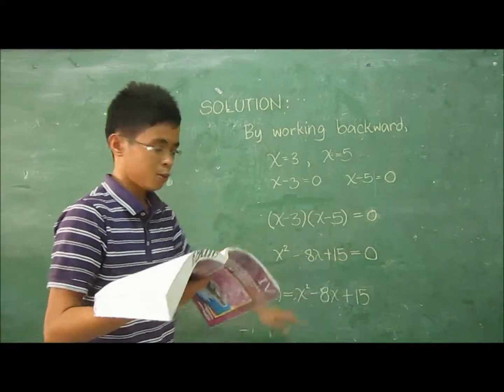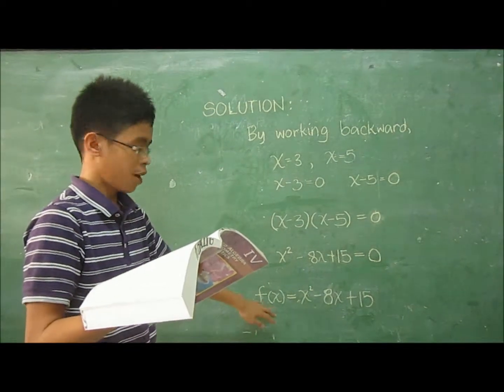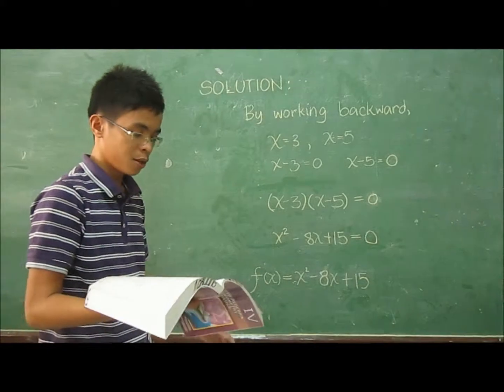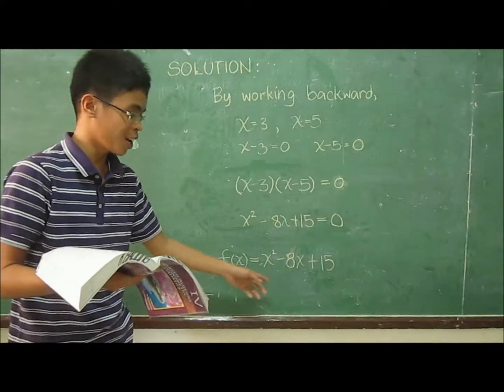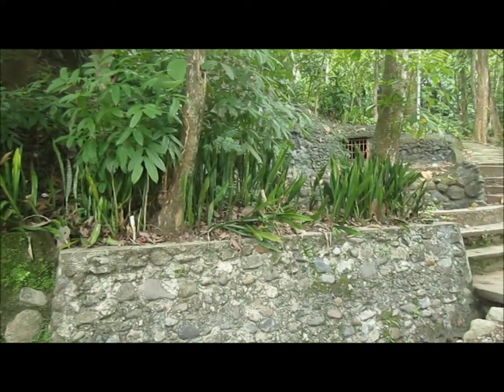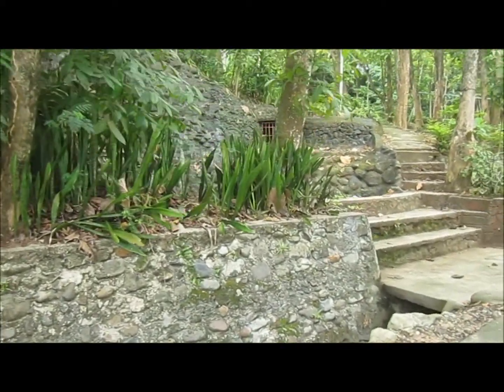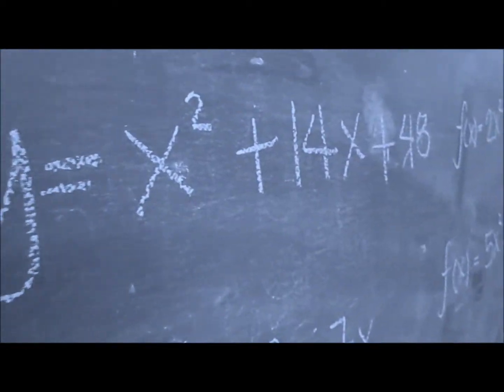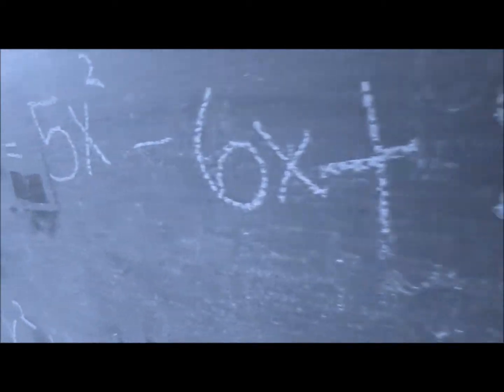Then change the 0 into f(x), and you will arrive at the quadratic function f(x) = x squared minus 8x plus 15. In conclusion, these artifacts have shown 3 points to remember in deriving a quadratic function. Its zeros are given, at least 3 points in the parabola are given, or the sum and the product of the roots are given.